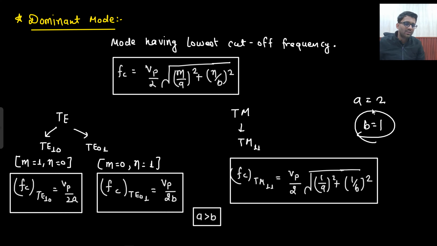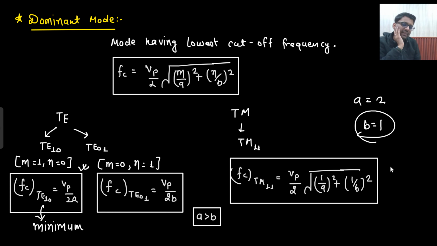If you put a equals to 2 here and b equals to 1 here, then calculate this value, then calculate this value, and then calculate this value. Which one will be minimum? This one will be minimum, right? The cutoff frequency of TE10 mode is minimum. Why is that so?